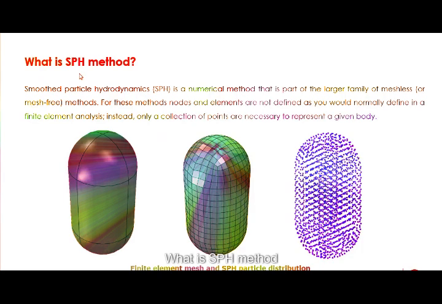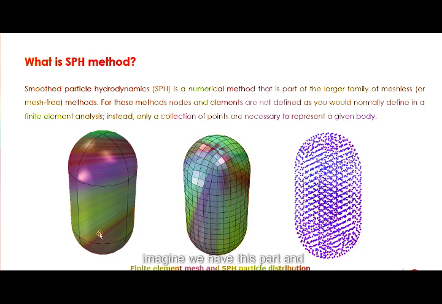What is the SPH method? Smoothed particle hydrodynamics, or in short SPH, is a numerical method that is part of a larger family of meshless or mesh-free methods. For these methods, nodes and elements are not defined as you would normally define in a finite element analysis. Instead, only a collection of points is necessary to represent a given body.